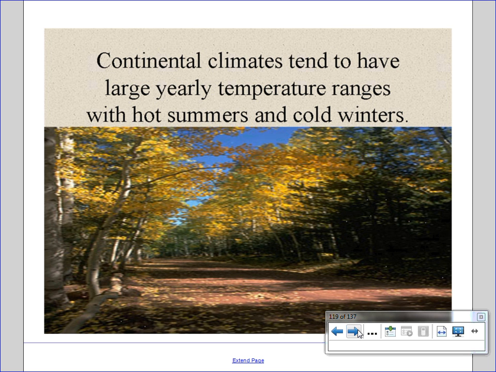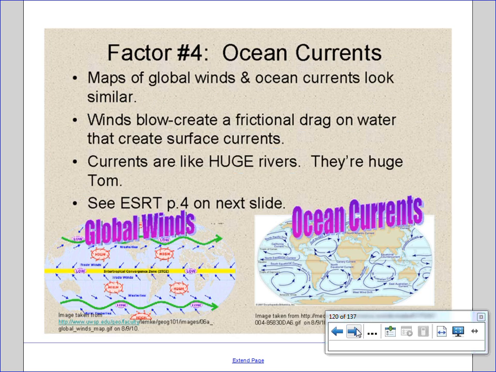Continental climates, that's like Bismarck, North Dakota, or they just showed Winnipeg. In the lab they also had Phoenix, although I guess this doesn't quite look like Phoenix. They have larger temperature ranges. Their summers are hotter and their winters are colder.